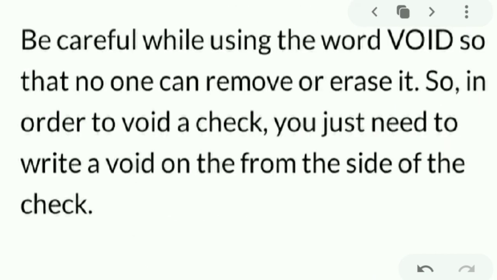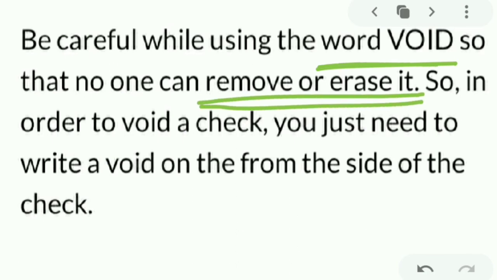Be careful when using the word void. You should be very careful that no one can remove or erase it, so that it could not be erased. For this purpose you can use a permanent marker. So in order to void a check, you just need to write the word void.